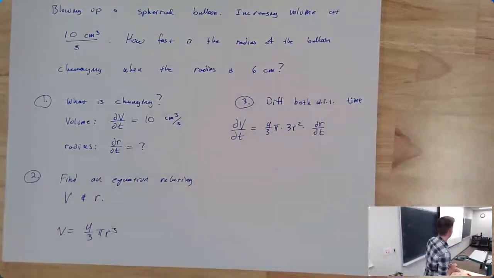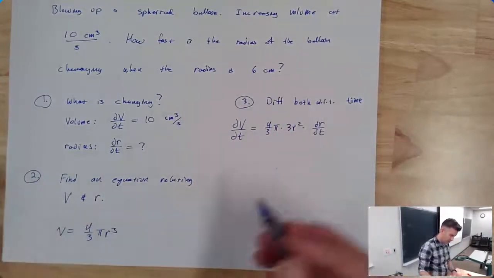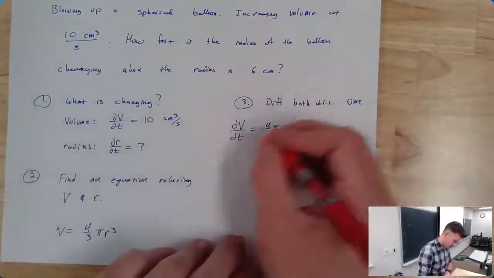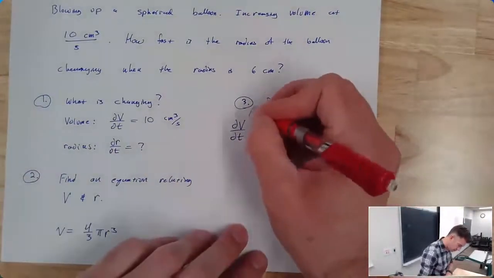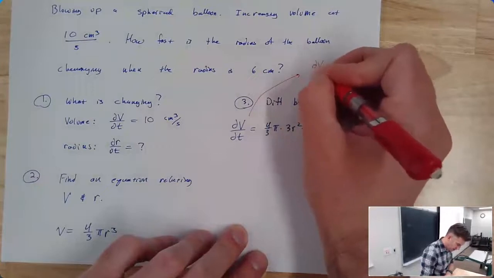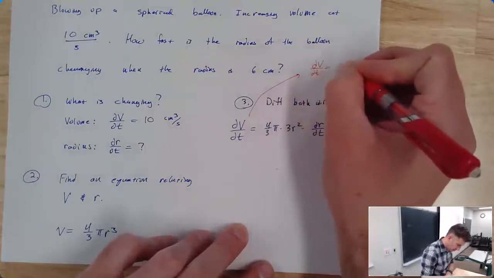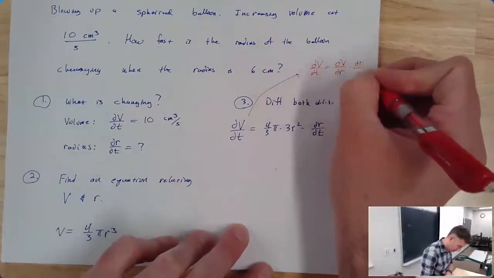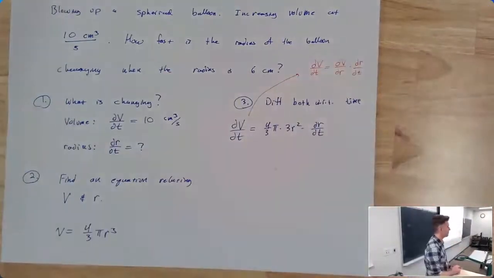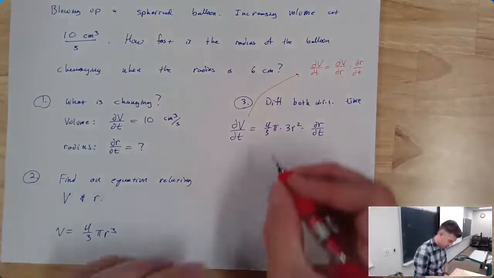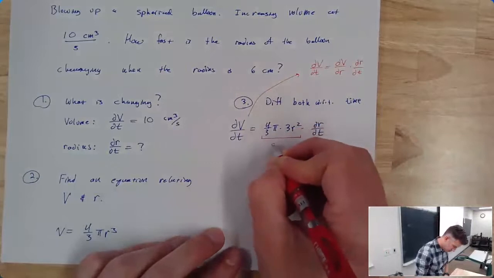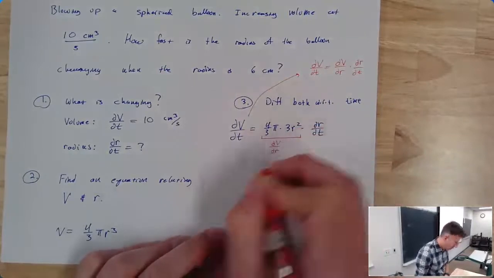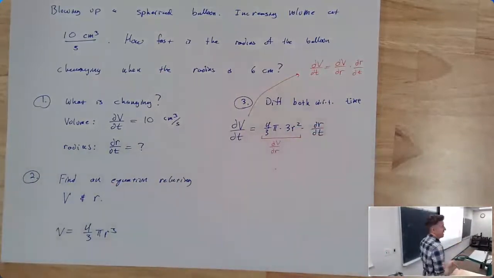Something cool I would like you all to see, just because it's super cool. What you really have up here is dV/dt equals dV/dr times dr/dt. It's just the chain rule. You don't have to know that, but it's kind of nice to see that that is true.